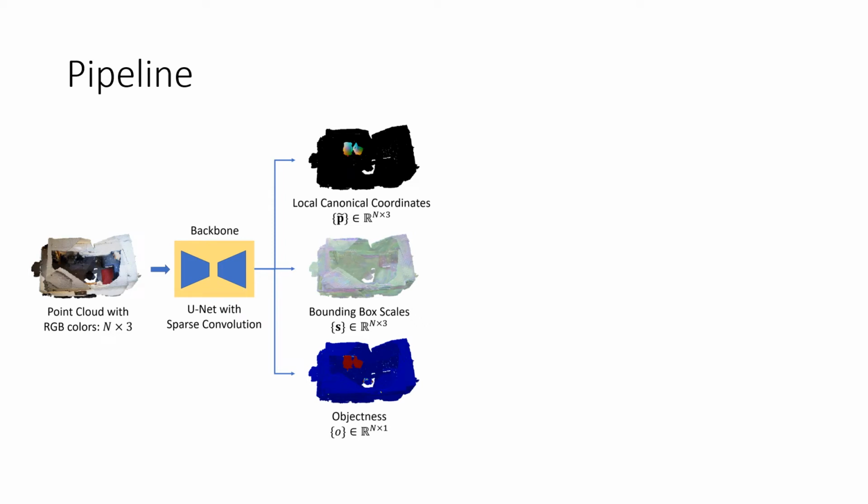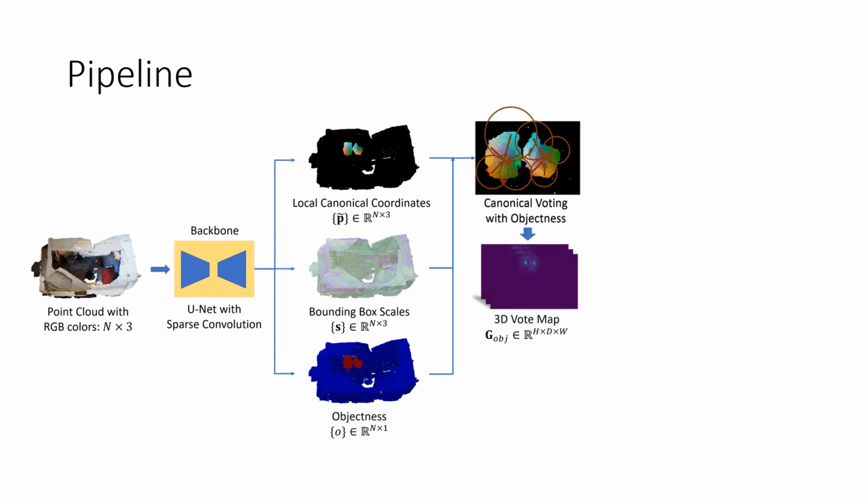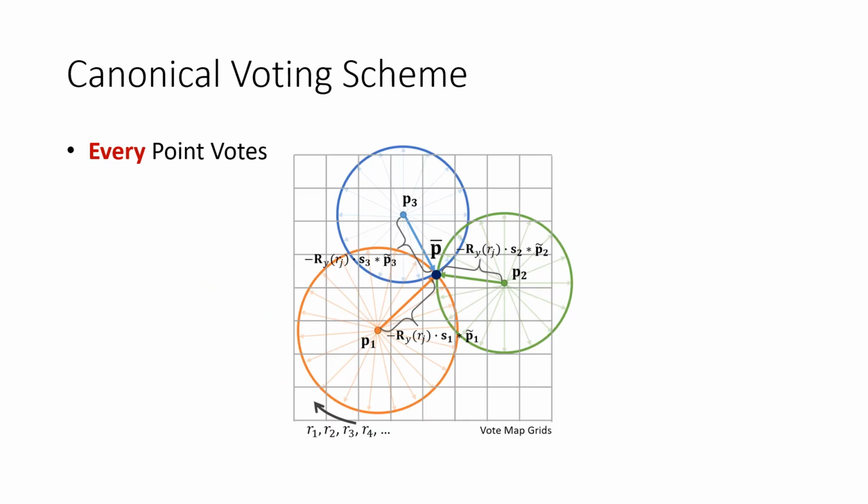Our proposed pipeline first uses a sparse convolution backbone to predict the surrogate LCC, scales and objectness. Then, a canonical voting scheme is proposed to generate proposals based on the vote count. In the canonical voting scheme, each point would enumerate possible orientations and generate votes on a circle. Ideally, when enough points get processed, we would end up with a vote map with peaks corresponding to those object centers. Notice that the orientation is recorded in each vote and then averaged over all the contributed points.